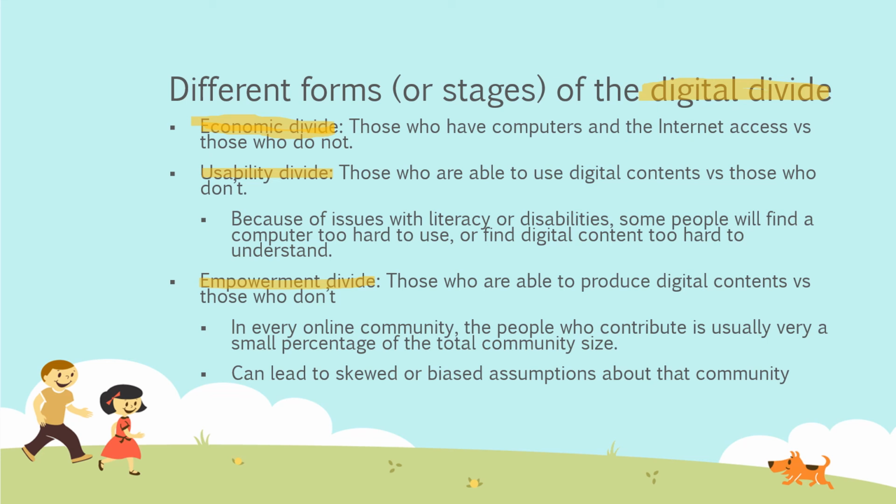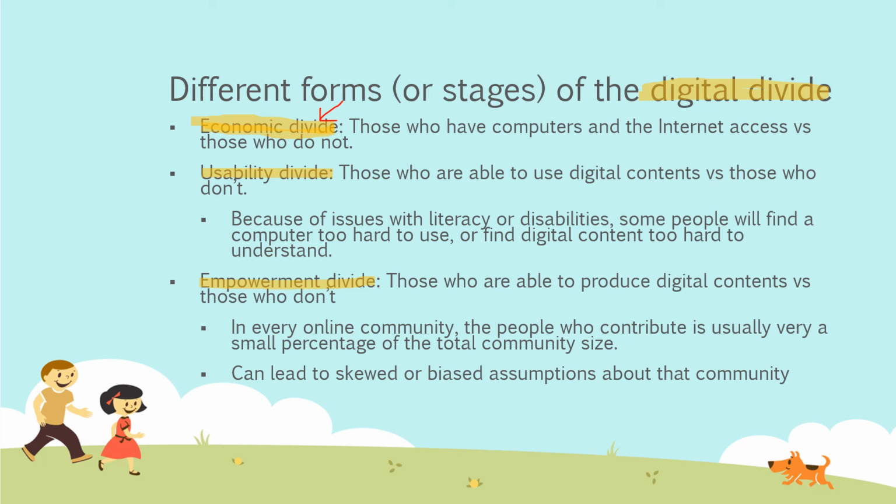So most likely this part is taken care of by the government or policy makers. They have some funding to support schools, to support low-income families or underprivileged groups to access the internet, and also to buy computers. The second one is the usability divide.